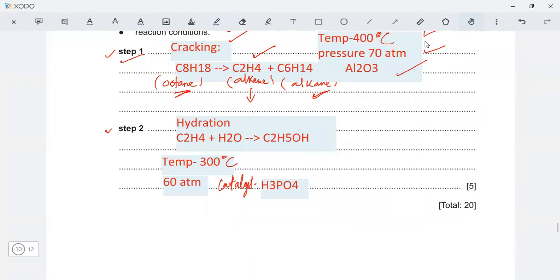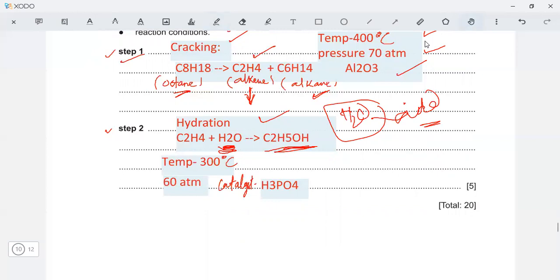The second step, the reaction name is called hydration. Hydration means addition of water. When the alkene you got from the first step is added with water, the compound that forms is ethanol.